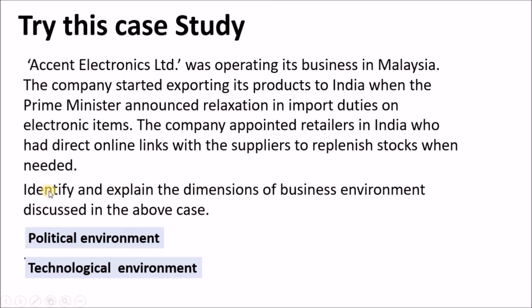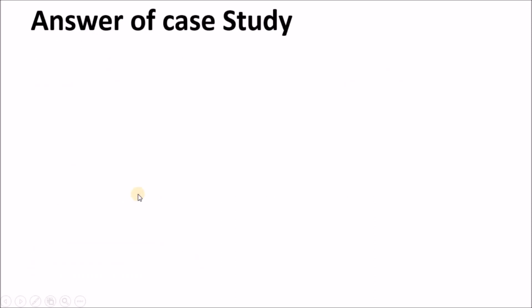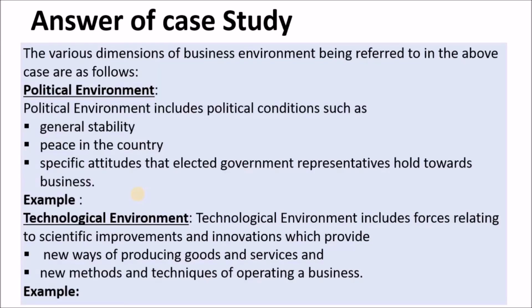Now if you can see here, you have to identify the environment and then explain it also. Now we'll see how you will write an answer for this case study. So remember that the first line of the answer should be taken from the question. The various dimensions of business environment being referred to in the above case are as follows. Political environment. First underline the heading. Then political environment includes political conditions such as, write 2-3 conditions or things which are included in political environment, and then you should write some example also.